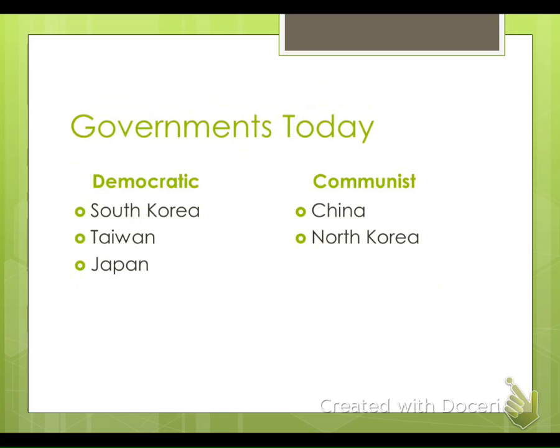And so we had a long war in the 50s, right after World War II, about how communism should be spread. And a lot of people were trying to stop it. The United States got involved in many wars trying to stop that from happening. And so that's why South Korea and North Korea are still split today in that demilitarized zone that's in between them. So we need to have in our governments today, democratic governments are South Korea, Taiwan, and Japan. You need to remember those three. And our communist governments are China and North Korea.